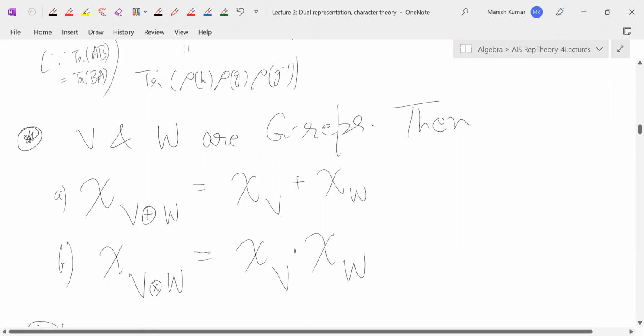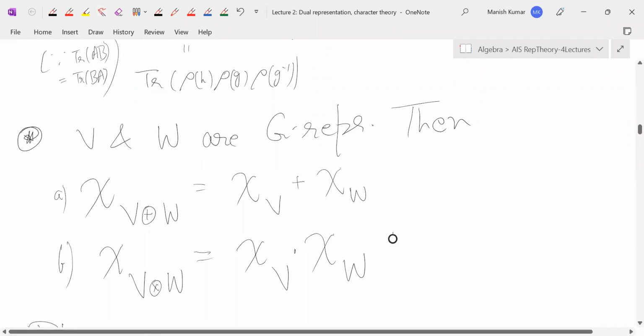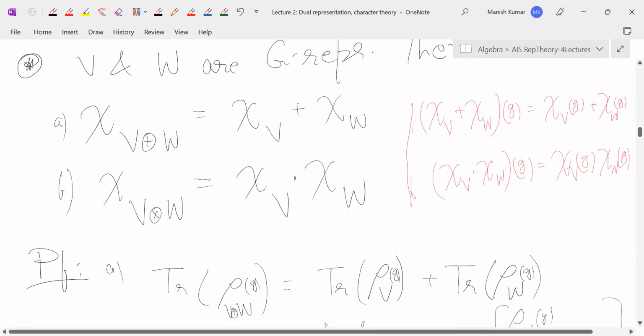So I hope this makes sense. Maybe I'll just write a little bit here. Chi V plus chi W evaluated at g, this sum means you just take chi V of g plus chi W of g. This is a function from G to complex numbers. And similarly, chi V times chi W evaluated at g is just chi V of g times chi W of g. That is what this product means. Okay, and we'll see more things, but let's just prove these statements.